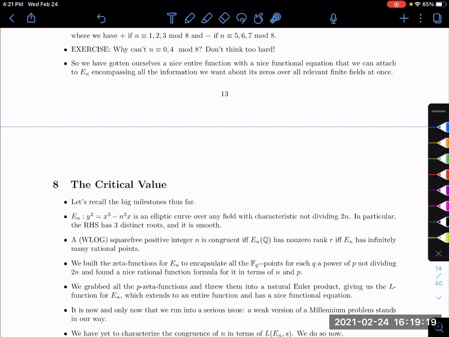Sunil says the sign in the functional equation is fascinating in the general case. Yeah, you mean for general L functions? Yeah, but I've seen a little bit about that. It's wild stuff.